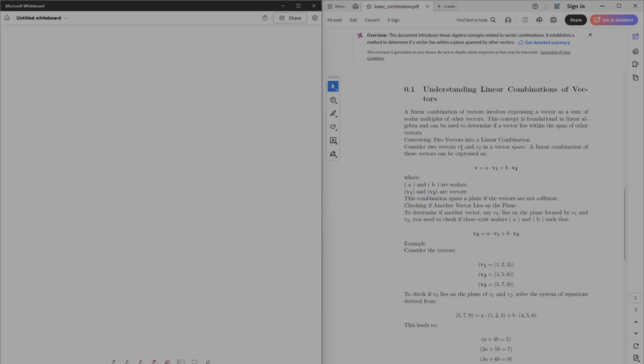So how do we convert two vectors into a linear combination? Let's say you're given vectors b1 and b2 in a vector space. A linear combination of these vectors can be expressed as b equals a times b1 plus b times b2.